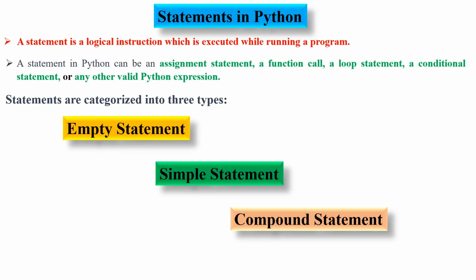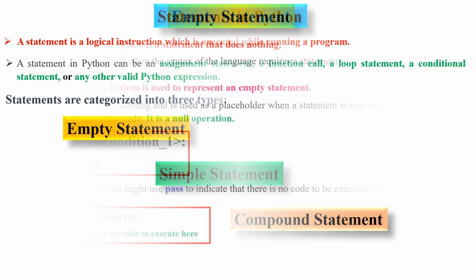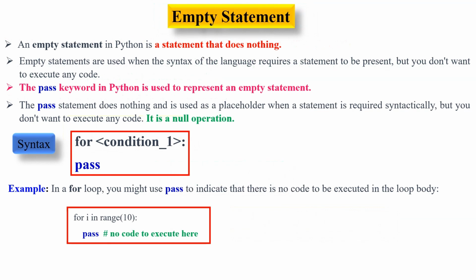Let's learn one by one in detail. An empty statement in Python is a statement that does nothing. Empty statements are used when the syntax of the language requires a statement to be present, but you don't want to execute any code. The pass keyword in Python is used to represent an empty statement. The pass statement does nothing and is used as a placeholder when a statement is required syntactically, but you don't want to execute any code. It is a null operation.